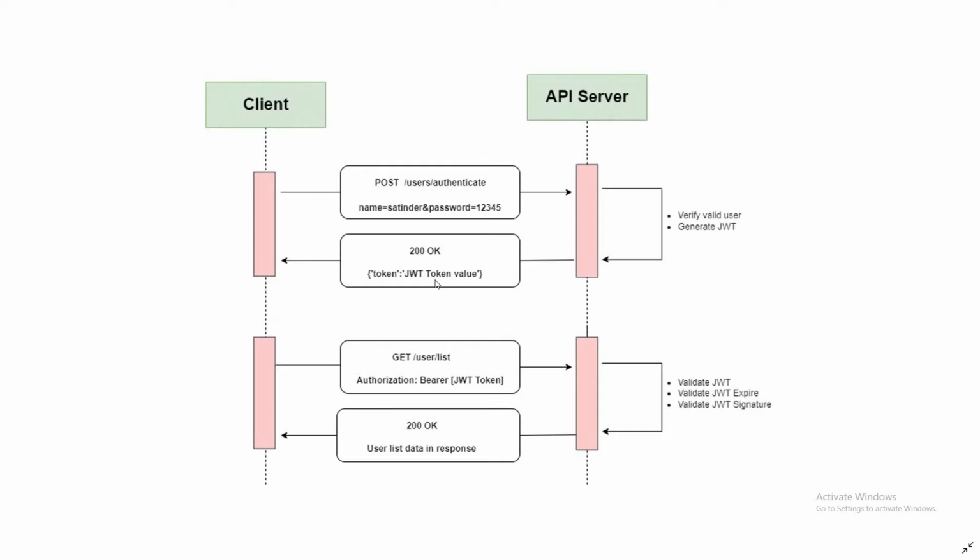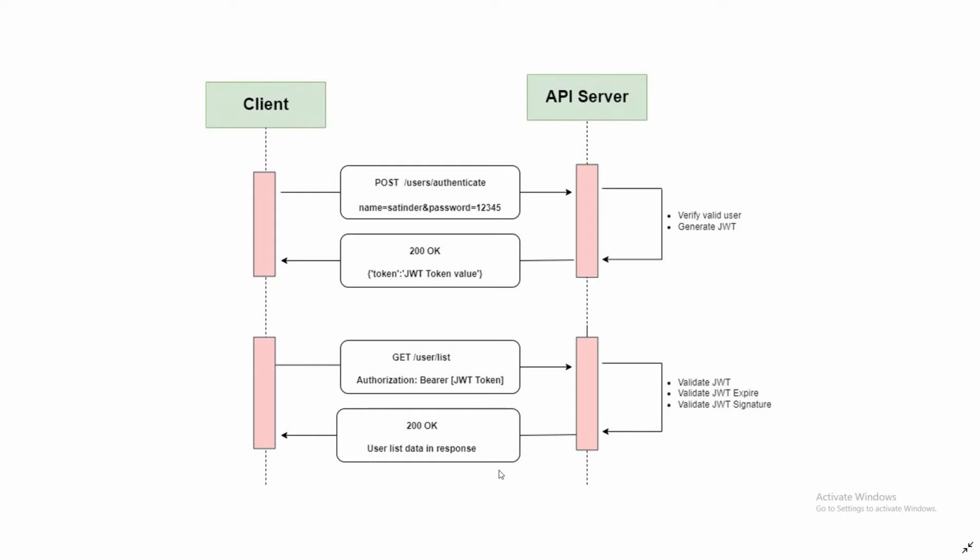Now we have the access token in a response. We can save it somewhere. And next we call the list API and we pass the access token. And at the backend, it will check whether the token is valid or not, whether it is expired or not. If the token is valid, then in response we get the data, else we get the message as unauthorized.